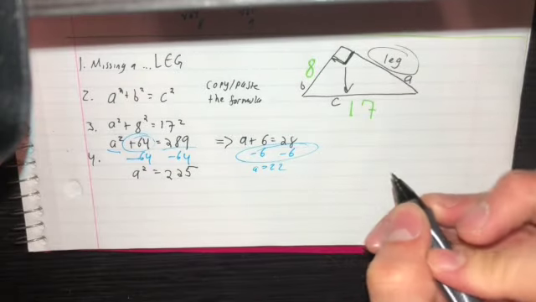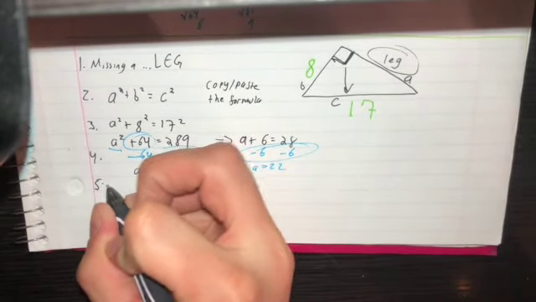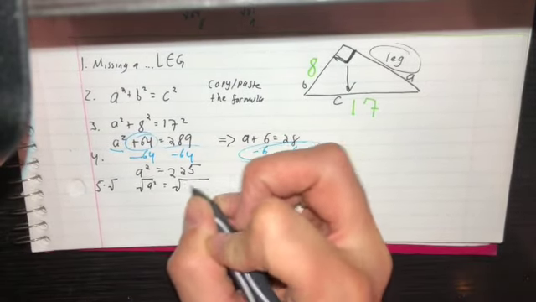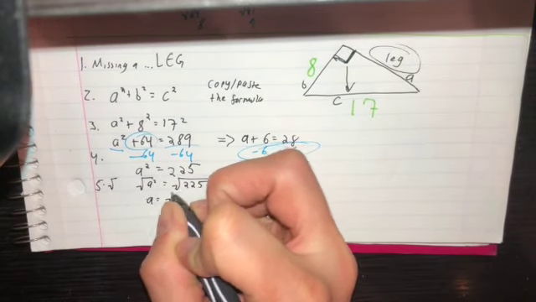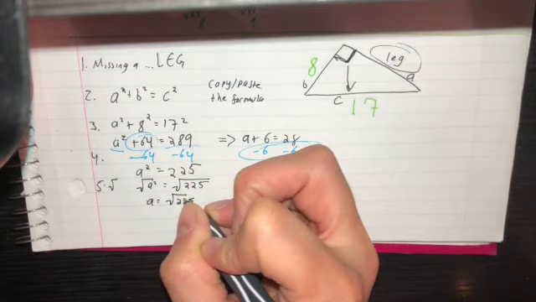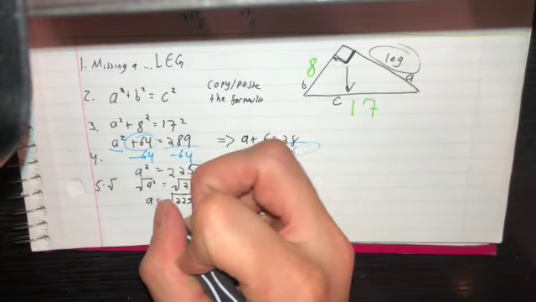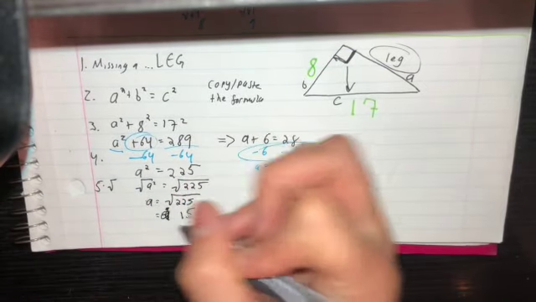Okay, so a squared is 225. So then, step 5, I have to take the square root. The square root of a squared is the square root of 225. So a is the square root of 225. And if you know that off the top of your head, I'm super proud of you. The square root of 225 is 15. So A equals 15.